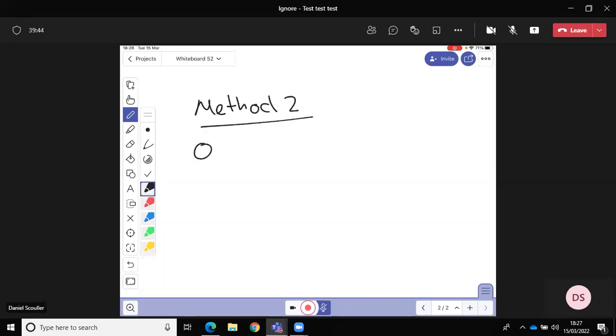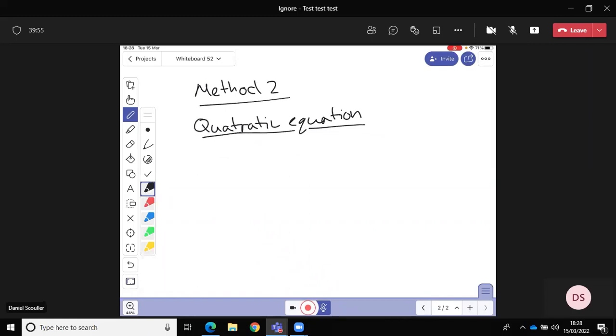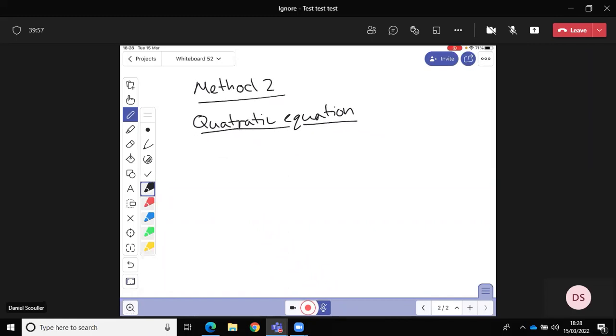Okay, I'm going to use something called the quadratic equation. Okay, and this equation is used when the question.